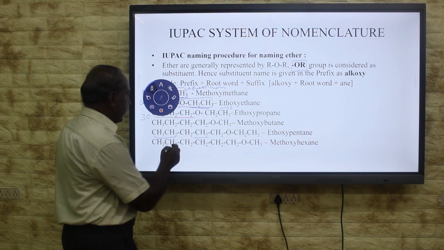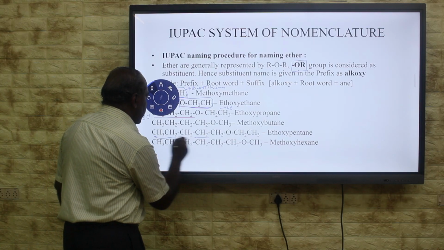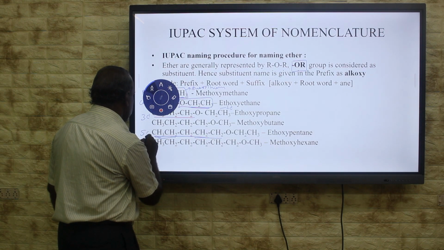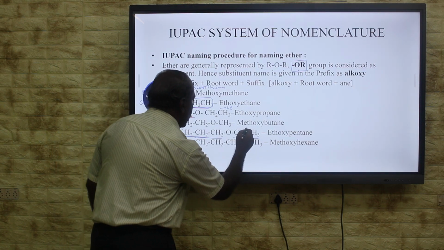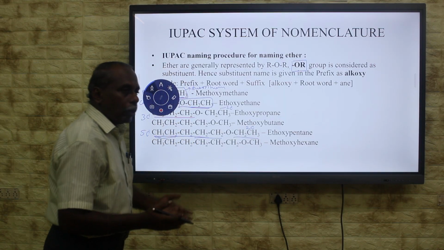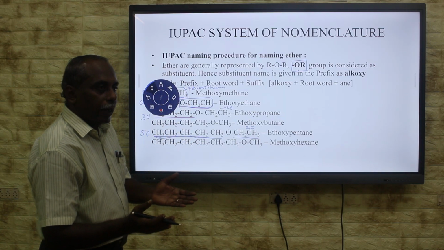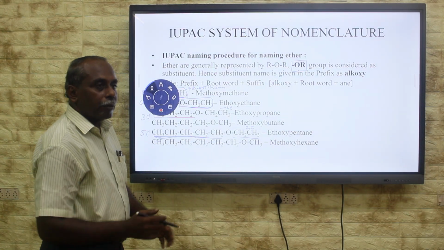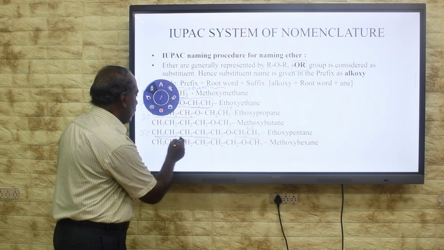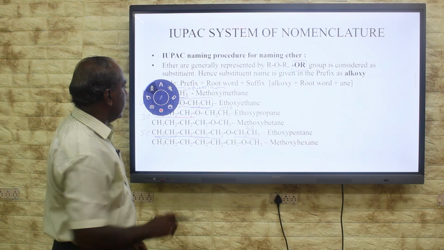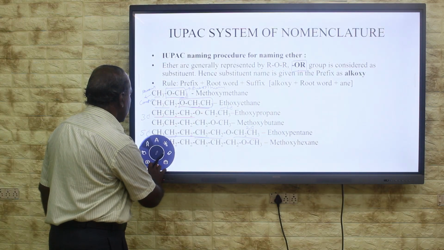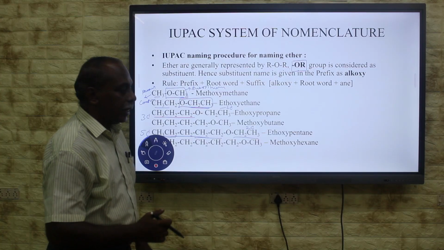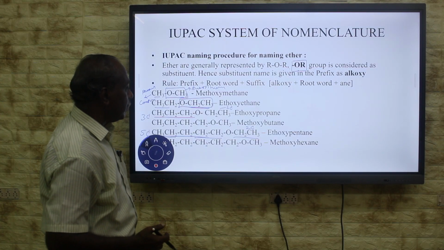When you come to this one, this side has 5 carbon atoms and this side has 2 carbon atoms. The 2-carbon alkyl group is combined with the oxygen, ethoxy, and the 5-carbon side is the parent compound, pentane: ethoxypentane. In that way, we give the IUPAC name, and in a similar manner, the IUPAC name can also be converted into the common name.